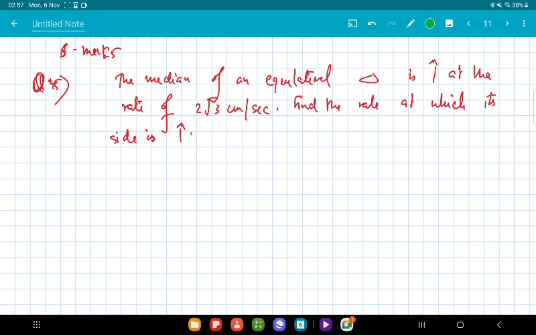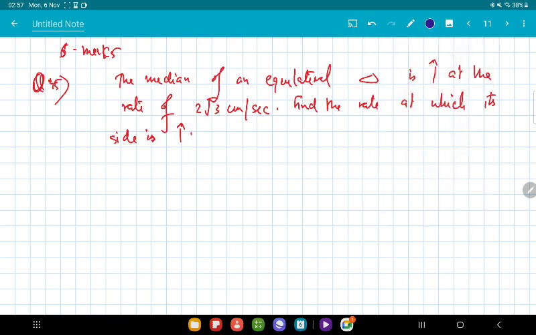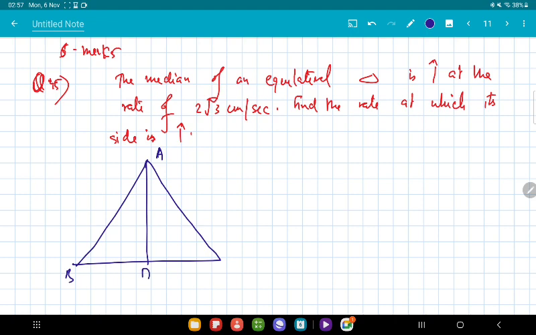So what we should do first is draw the diagram. This would be the final question, so we have space. Let's make a diagram. This is x, and the median bisects the side, so this will be x by 2. Now I can write down the Pythagoras theorem.